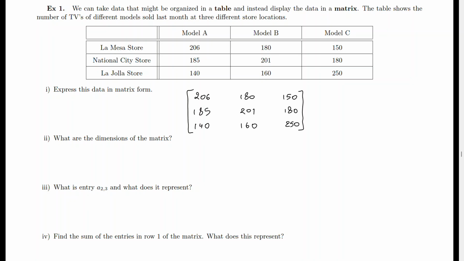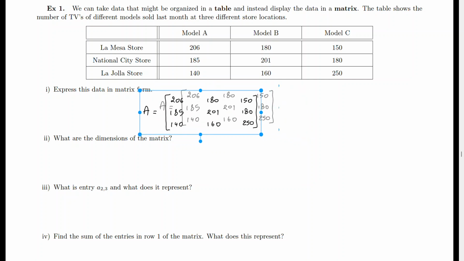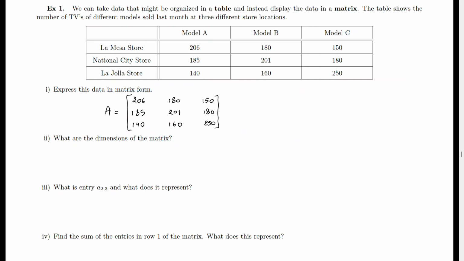In the future, we are going to be calling this by a specific name, so I can call it, for example, matrix A or matrix B or any other variable you like. In this case, I'm just going to pick the letter A, and that is my matrix, and we're done with part 1. So the next question is asking us to find the dimensions of this matrix.